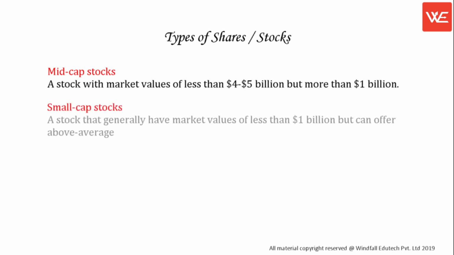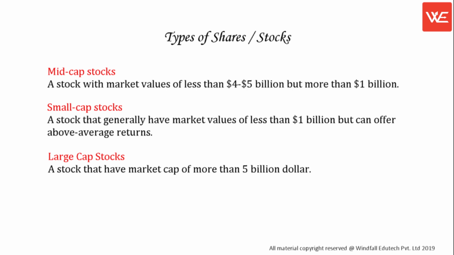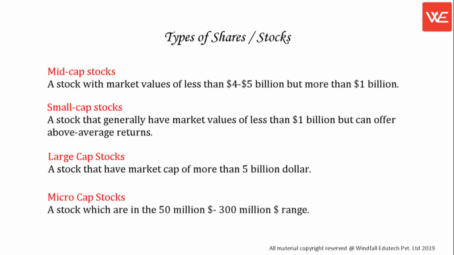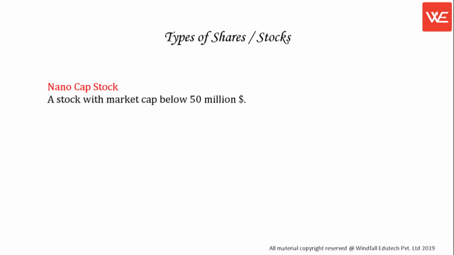Small cap stocks. A stock that generally has market values of less than $1 billion but can offer above average returns. Large cap stocks. A stock that has market cap of more than $5 billion. Micro cap stocks. A stock in the $50 million to $300 million range. Nano cap stock. A stock with market cap below $50 million.